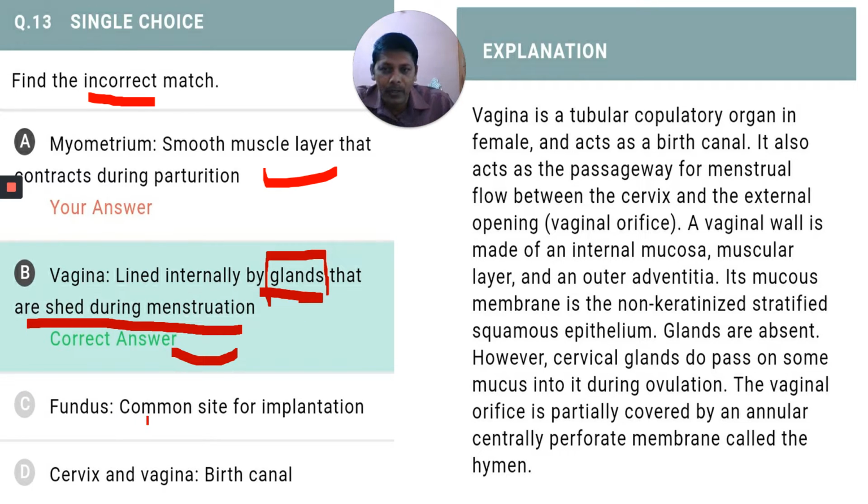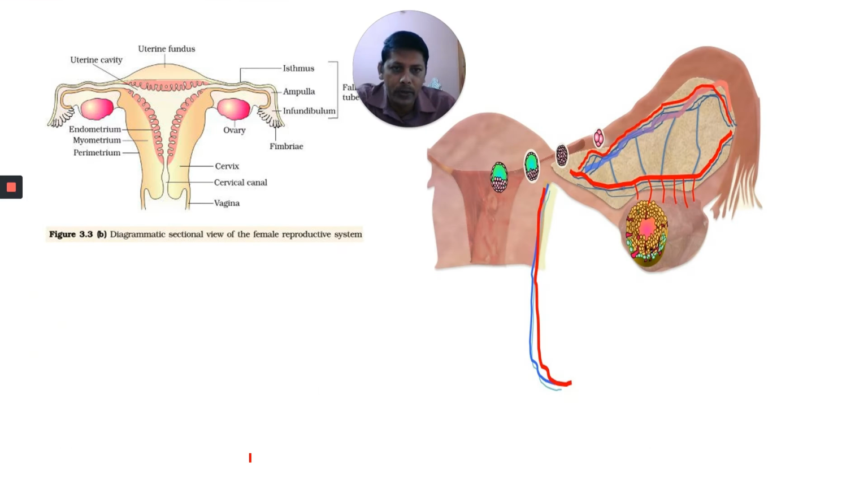Next, fundus. Fundus is a common site for implantation. I will show you here. This is the fundus part of the uterus. This is the main body, and this lower part is called the cervix.